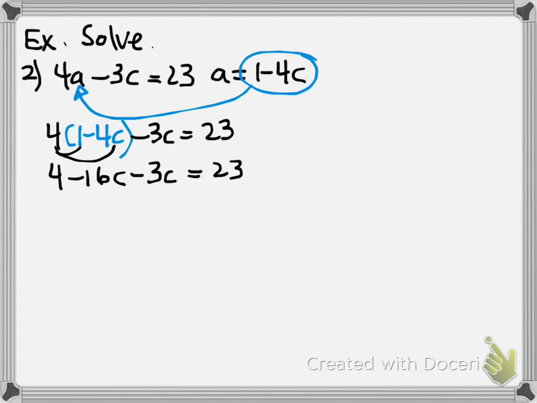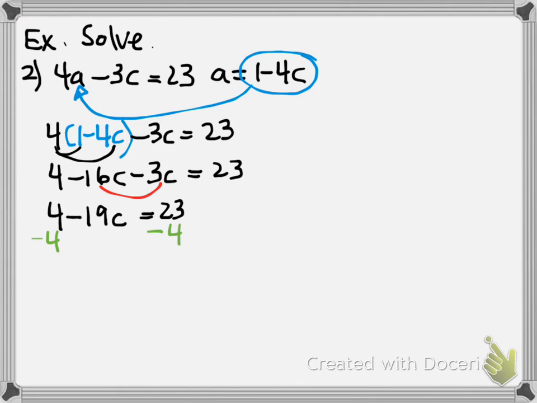On the left, I have 3 terms, so I have to look for like terms, and I've got them right here. My c's are the like terms. So I'm not changing the 4. Now, because I'm on the same side, I'm going to do the same math. So I have a negative 16c minus a 3c. Signs are the same, so I add, and I get a negative 19c. That equals 23. Now I start doing opposite operations to get that c alone.